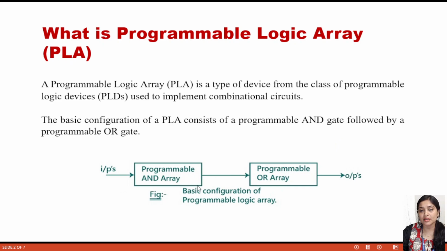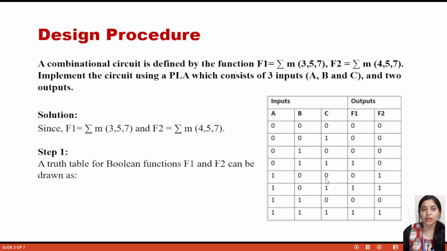In the previous video I have already uploaded, you can see that in the case of PAL, a programmable AND array is there, but fixed OR gates are there at the output section. But in the case of PLA, both AND array and OR array are programmable. So what will be the design procedure here?